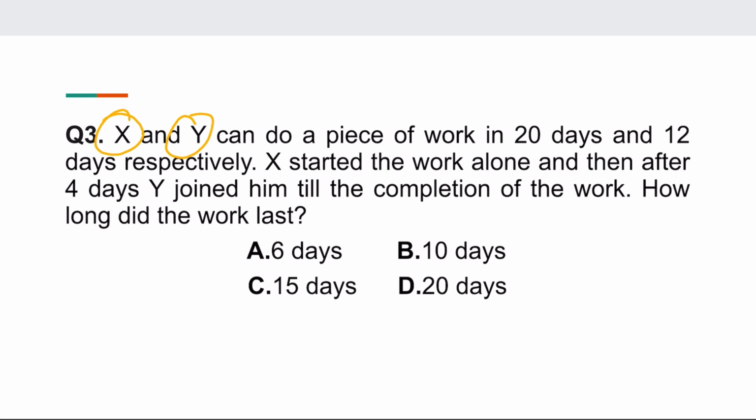So yeah, X and Y. Two friends can do a piece of work in 20 days and 12 days respectively. Suppose I have to build a wall, and that work has to be done by X and Y, who can do it in 20 days and 12 days respectively. Now, X started the work alone, and after 4 days, Y joined him till the completion of the work. How long did the work last?